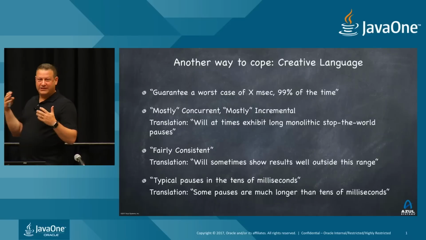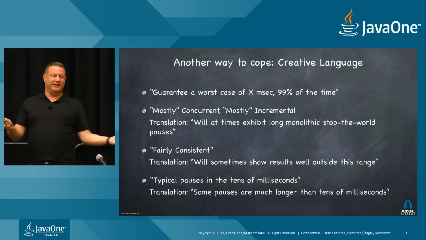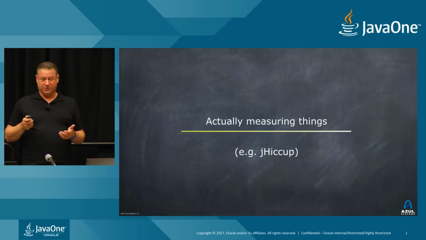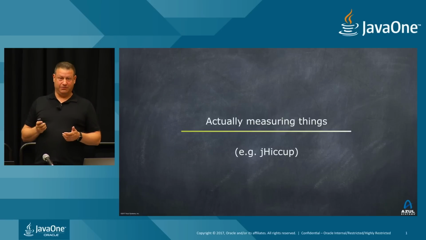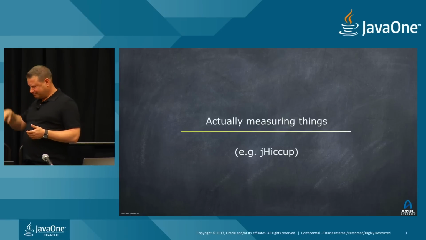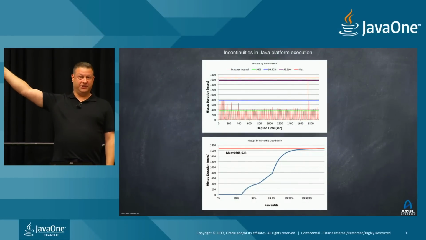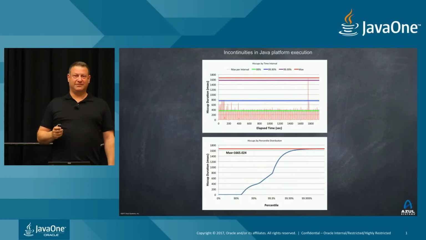So these are good ways to make you feel good about them, but if you actually have to make an application live in the real world, you might want to actually measure what's going on. And one of the tools you might want to look up is jHiccup. It's on GitHub, open source, and it lets you view the actual hiccuping behavior of your application.